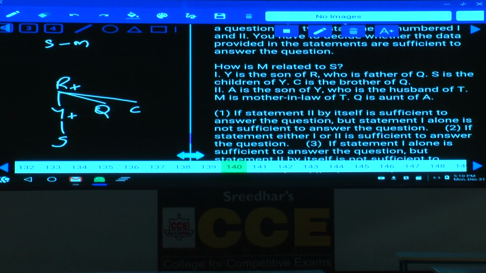Then by combining these two, A is the son of Y, and Y is the husband of T. Y and T are a married couple, and M is the mother-in-law of T. Hence we are able to find out the relation of M. Q is the aunt of A, Q is a female. How is this M related to S here? Grandmother is the answer. Are we getting a unique answer or not? Only by combining these 2 statements, we are getting the answer choice 5.